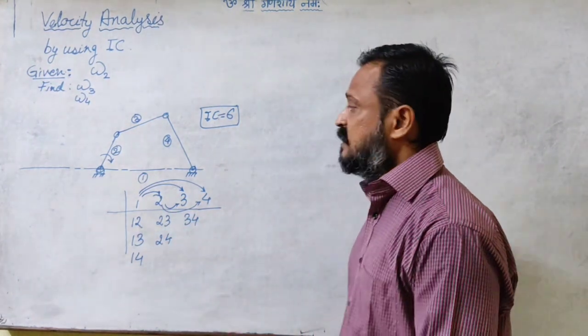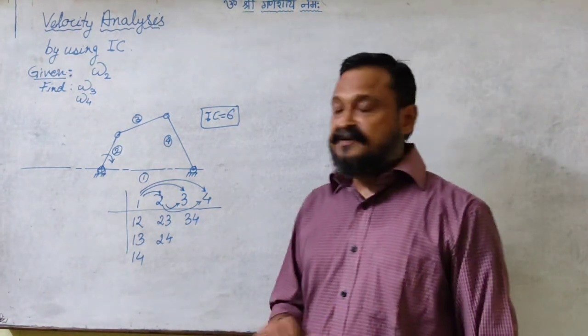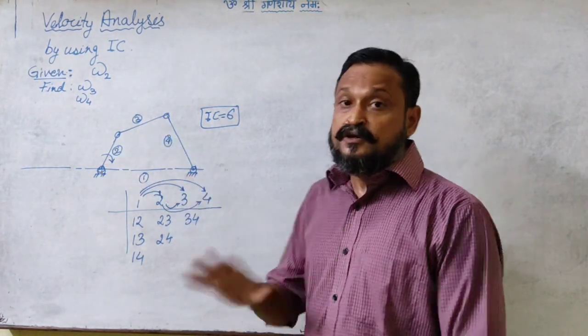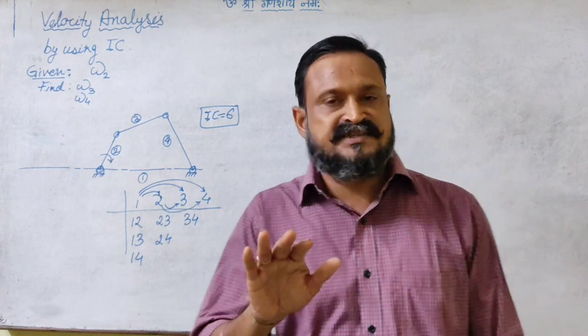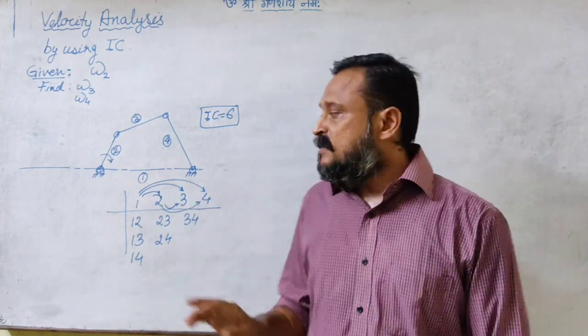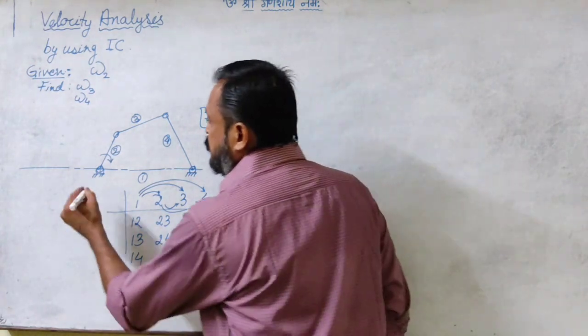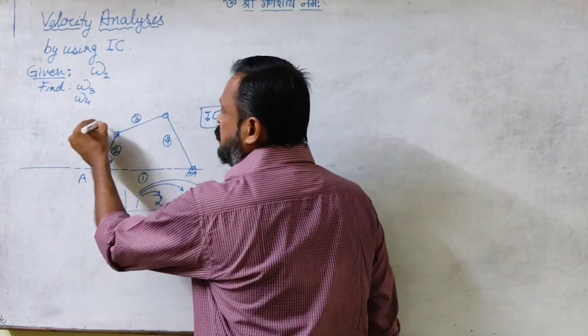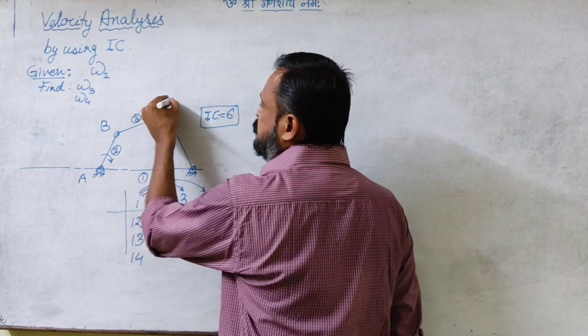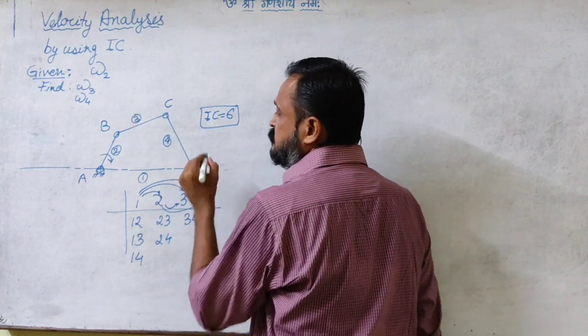Now we have to locate them. By inspection, if we see, there are 4 joints. So certainly these joints will be instantaneous centers. Now let us name them. Let us name this joint as A, this as B, this is C, and this is D.